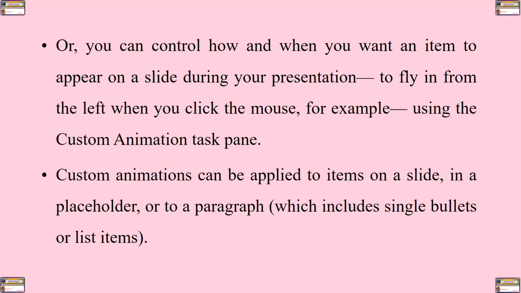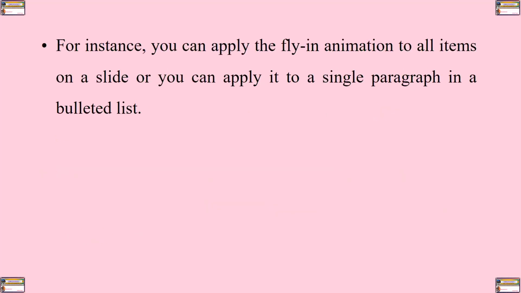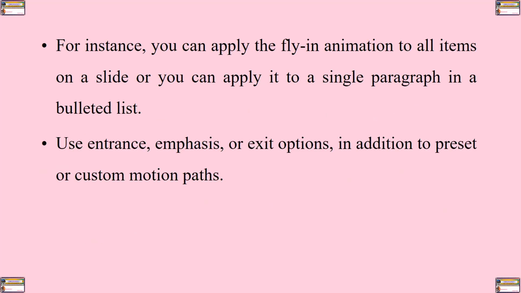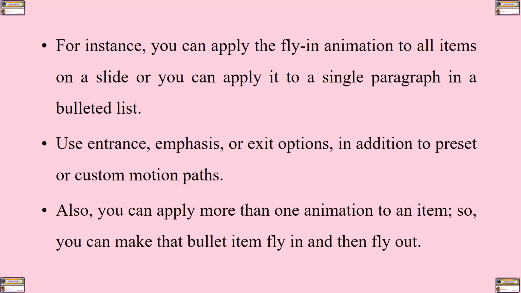task pane. Custom animations can be applied to items on a slide in a placeholder or to a paragraph, which includes single bullets or list items. For instance, you can apply the fly-in animation to all items on a slide, or you can apply it to a single paragraph in a bulleted list. Use entrance, emphasis, or exit options in addition to preset or custom motion paths. Also, you can apply more than one animation to an item so that you can make that bullet item fly in and then fly out.